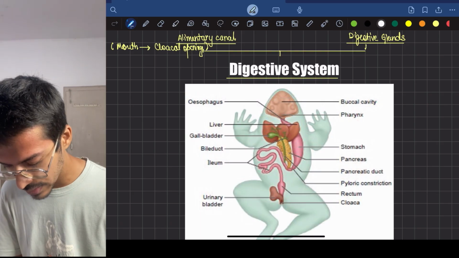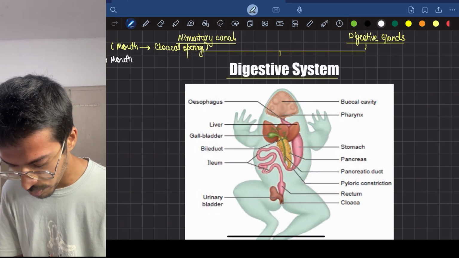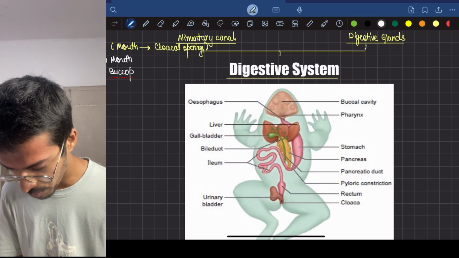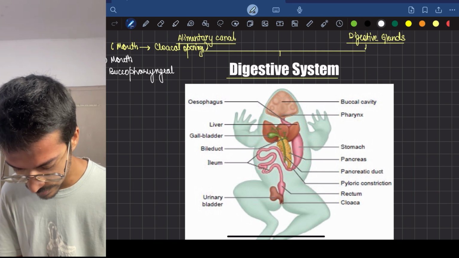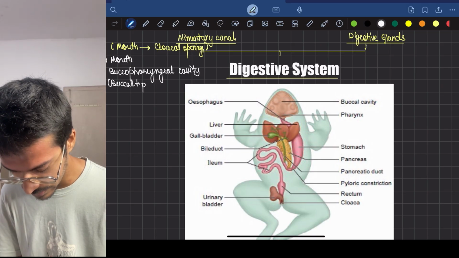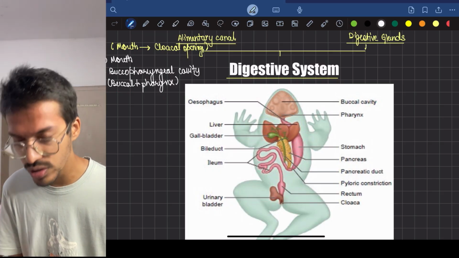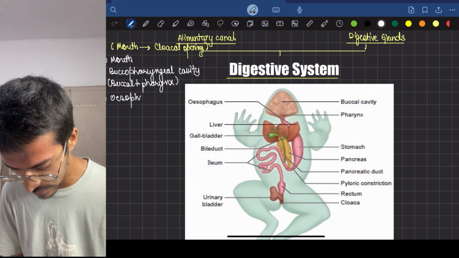So there will be the presence of the mouth, first. It opens into the buccopharyngeal cavity, meaning the buccal cavity plus the pharynx part. So two words are coming up. Coming to the next, it goes into the esophagus. Okay, so the esophagus is there.